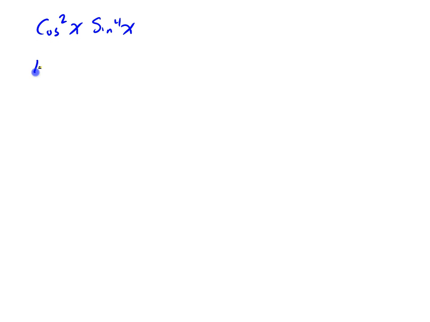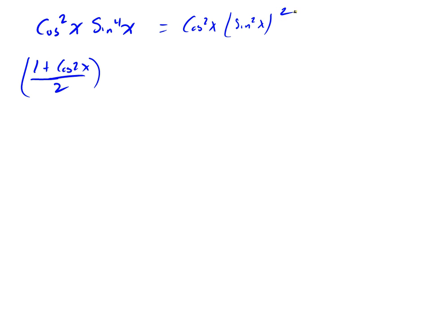Cosine squared x is 1 plus the cosine of 2x over 2. That's the power reducing formula, or the half angle formula. I think of it as power reducing. You did notice that the sine to the fourth, you're going to think of this as cosine squared x, and then the sine to the fourth is actually sine squared x, squared. So the sine squared of x in there is 1 minus the cosine of 2x over 2, and you got that squared.